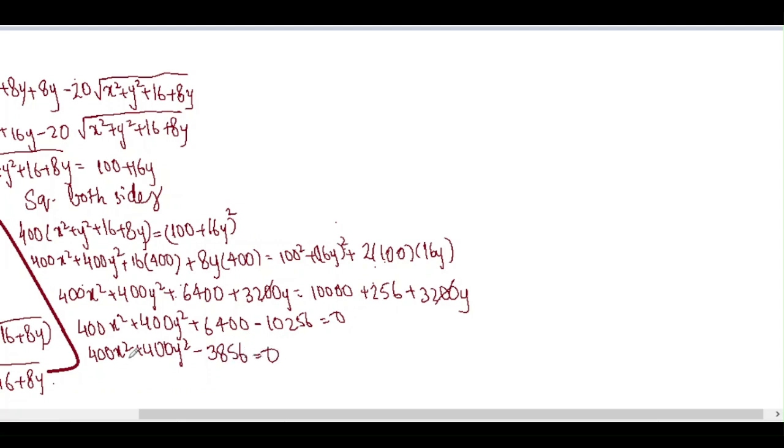Now we are going to divide this whole term by 16, because it is divisible by a common factor. So 400 divided by 16 we get 25x square plus again 25y square minus 241, because 241 into 16 gives us 3856, so it is equal to 0 and this is your answer.